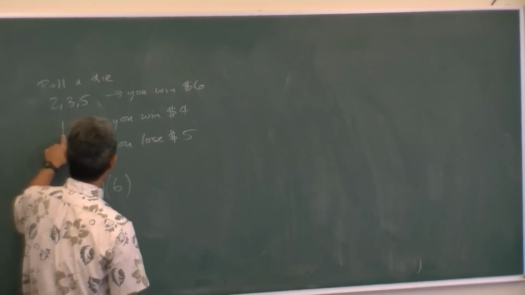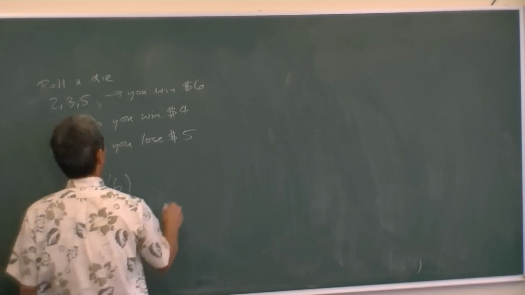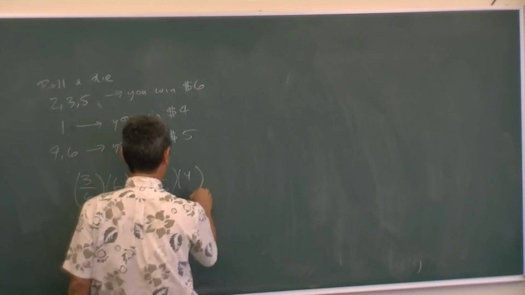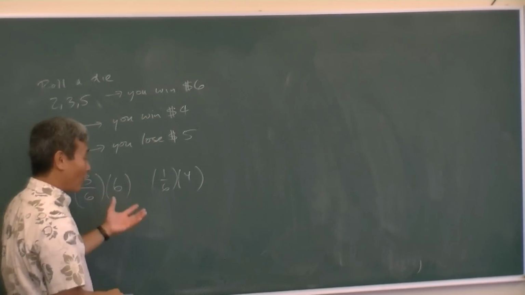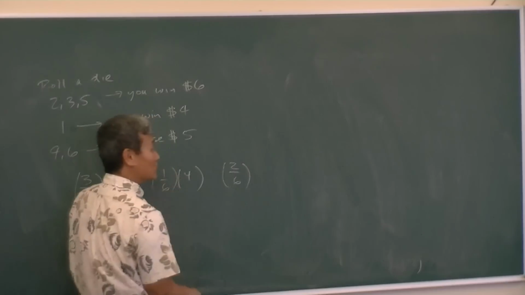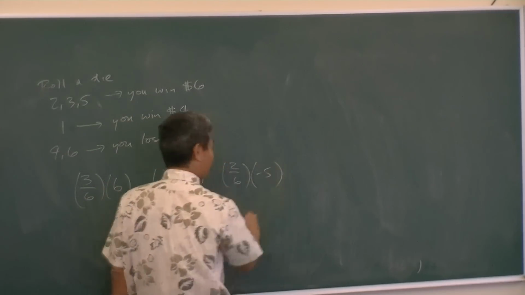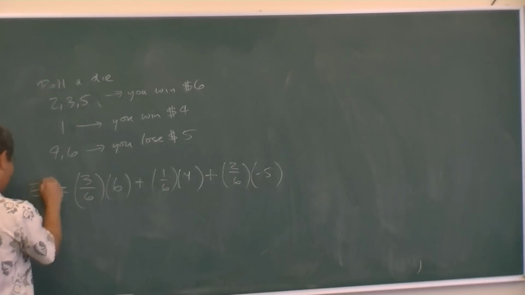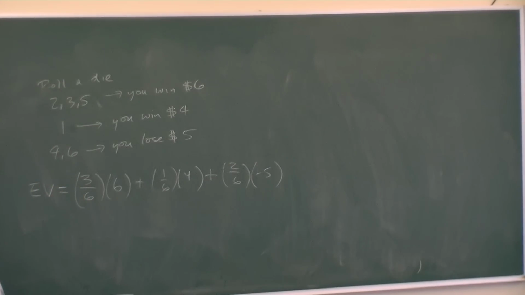What's the probability of rolling a 1? 1/6. What's going to happen? You win $4, so you multiply it by 4. What's the probability of getting a 4 or a 6? 2/6. And what's going to happen? You lose $5, so you multiply it by -5. You add up these things, this is what expected value is. You just multiply each probability by what you're going to win or lose, and then sum it. That is expected value. So let's compute this.